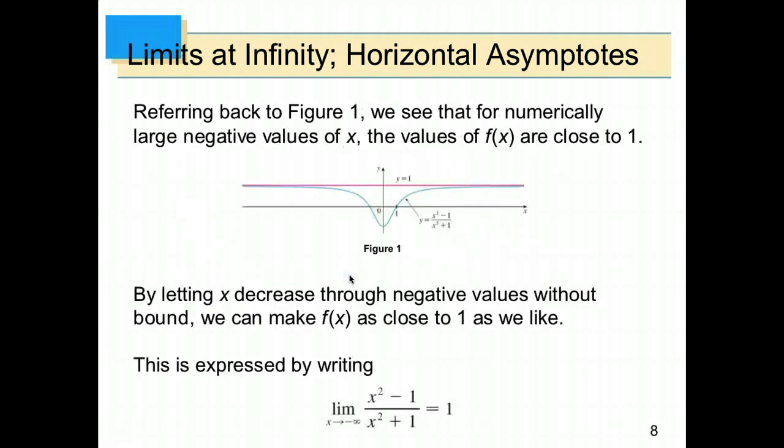All right, now going back to that function that we looked at back in figure 1, we can see that for numerically large negative values of x, f of x is close to 1 also. In other words, over on the left-hand side, this is also approaching the line y equals 1. So by letting x decrease through negative values without bound, we can make this, once again, as close to 1 as we like. So we also can say that the limit as x goes to negative infinity of this function, x squared minus 1 over x squared plus 1, is also equal to 1, since it's happening on both sides.